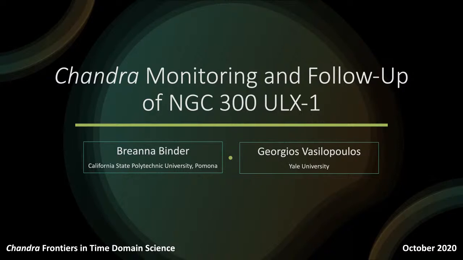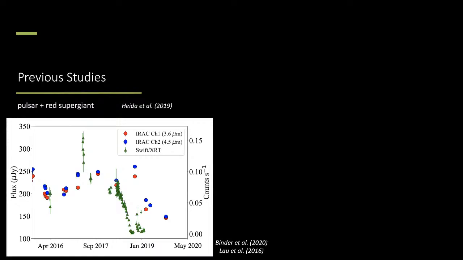And so yes, I want to give you just a brief update about one of my favorite sources in the nearby universe, the ultraluminous X-ray source in NGC 300. So this ULX contains a pulsar and likely a red supergiant donor star. And it's been observed to exhibit these extreme flux variations over multi-year timescales.